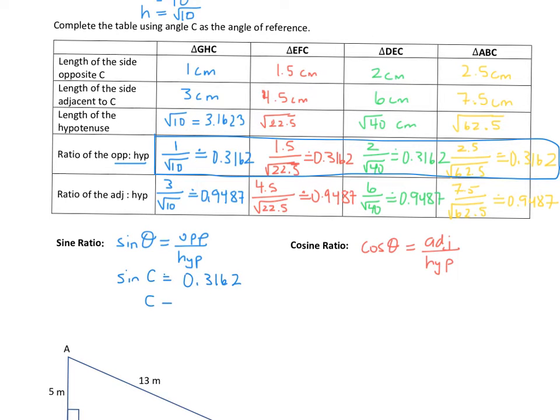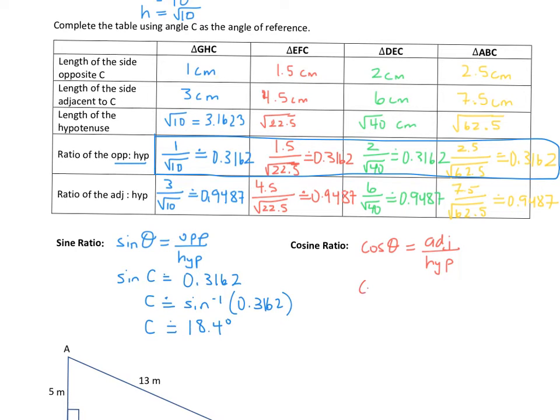Then to get C, we're going to undo the sine just like we undid the tan, by using that shift button or second function button, whatever it is that we access that sine to the negative 1 with. We put that in our calculator, and you will see that C is approximately 18.4 degrees, which is exactly what the tan ratio told us it was going to equal.